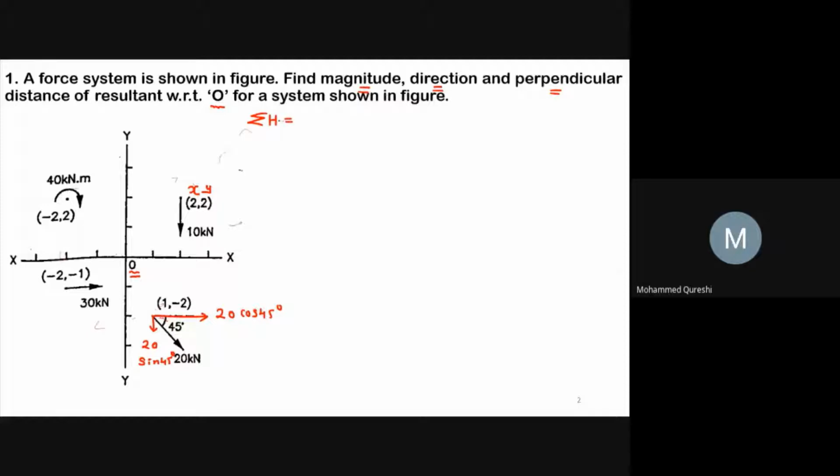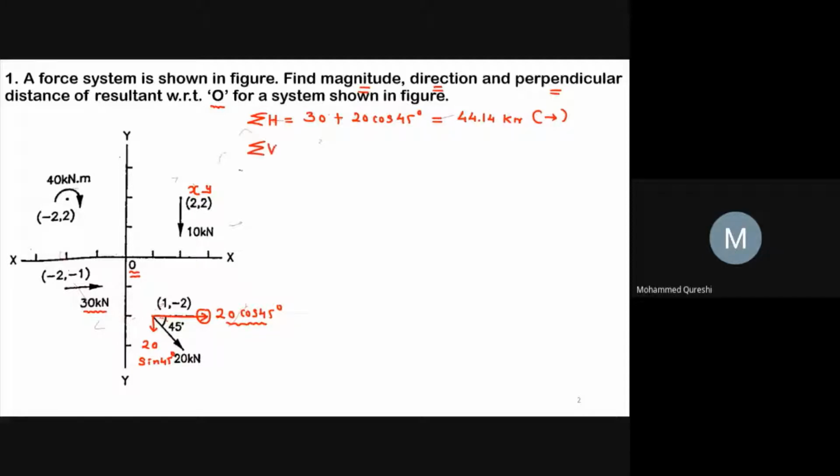So let us go for the first step, that is sigma H, summation of all the horizontal forces equals 0. Our first horizontal force is 30 kilonewton, and this 30 is going towards the positive x-axis, hence it will be positive. Our second horizontal force is 20 cos 45 and it is also going towards the positive x-axis, hence this will be positive. So plus 20 cos 45 degrees. So sigma H will be 44.14 kilonewton, positive, so denoted by this sign.